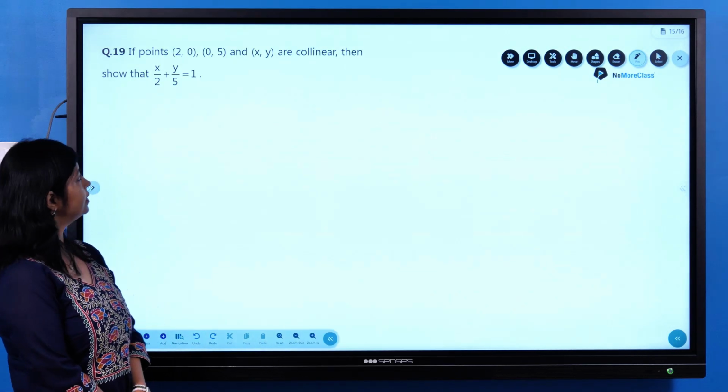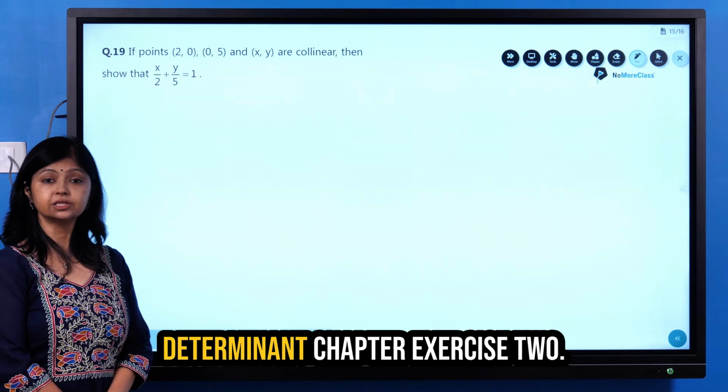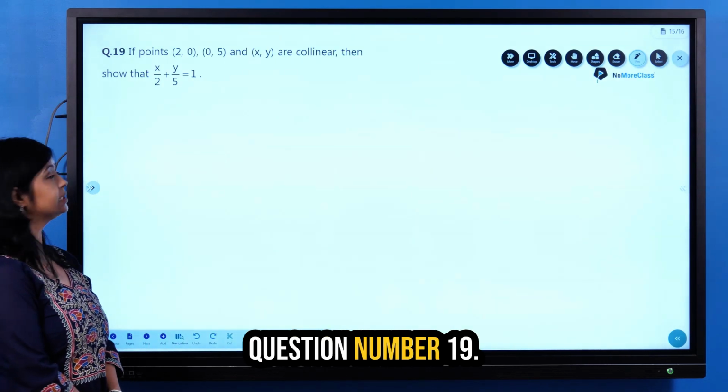Hello everyone. We are looking at phase 5's determinant chapter, exercise 2, question number 19.